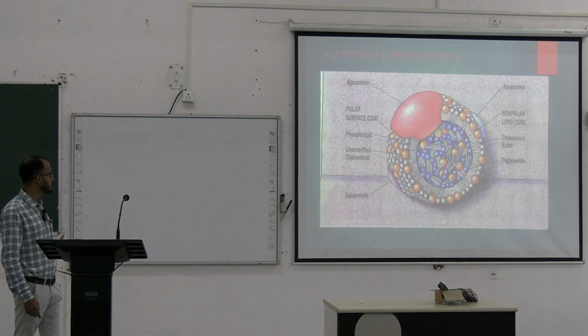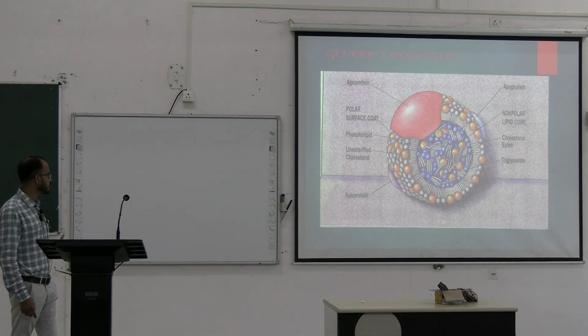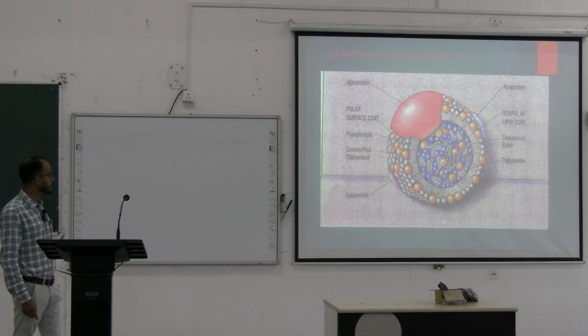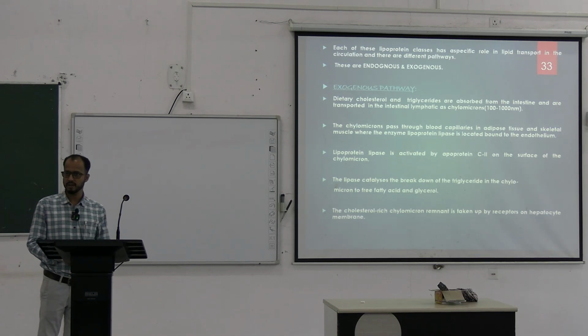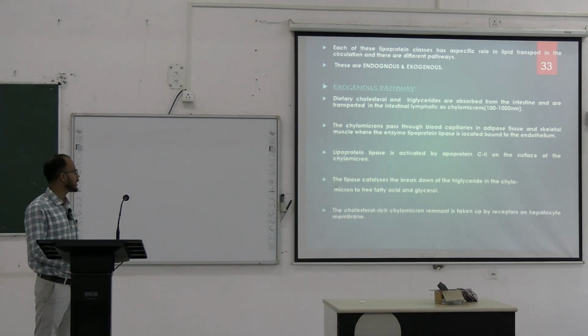So, how is cholesterol transported? This is the lipoprotein molecule. This outer part is hydrophilic and this inner part is hydrophobic. The inner core is non-polar and the outer part is polar, consisting of phospholipid and unesterified cholesterol. This is apoprotein. Apoprotein means the protein part of the lipoprotein, and the rest is the lipid part. The core consists of triglyceride and cholesterol ester. Lipoproteins are transported in 2 ways, that is 2 pathways: one is the exogenous pathway and one is the endogenous pathway.